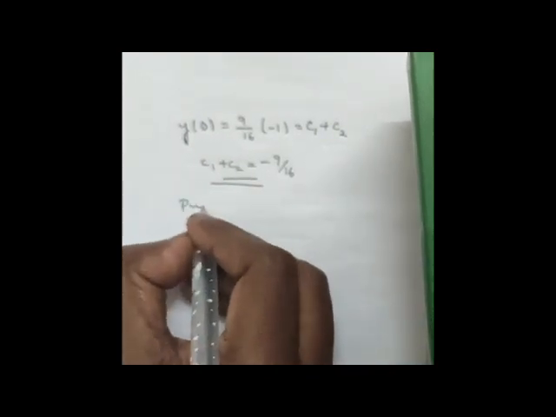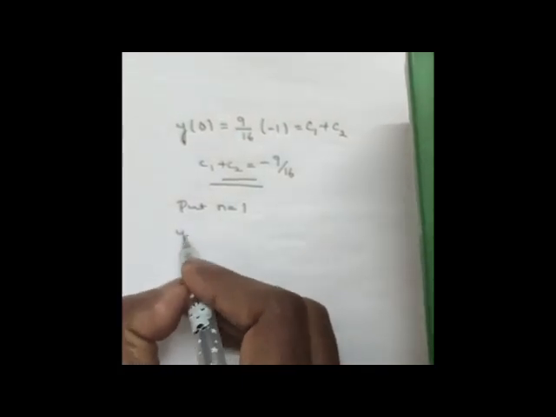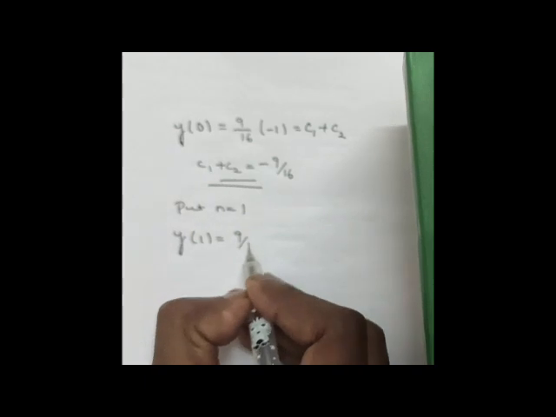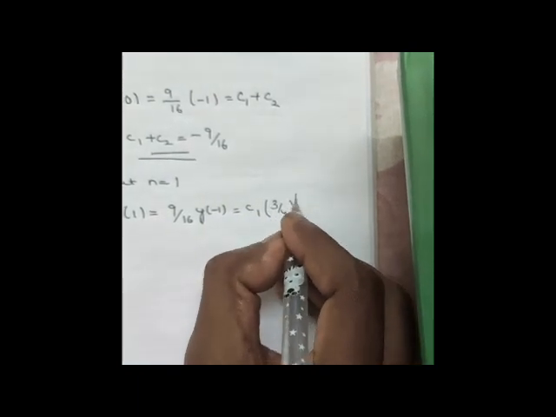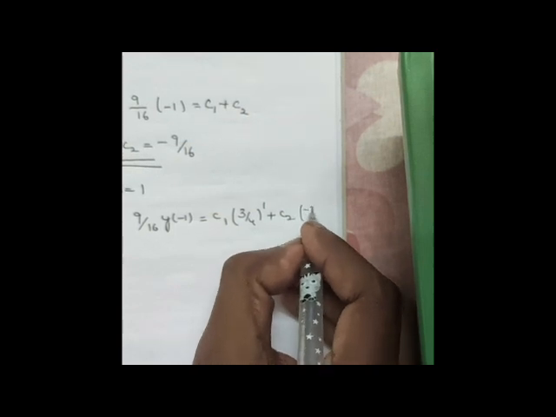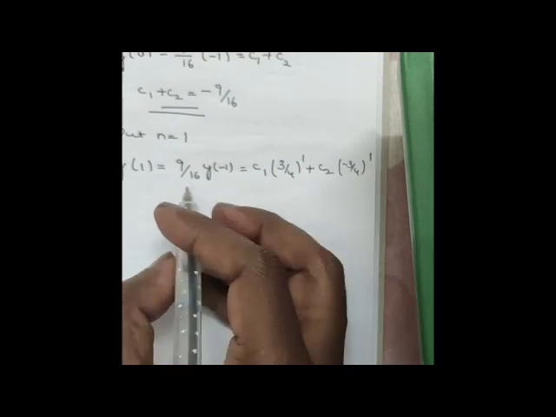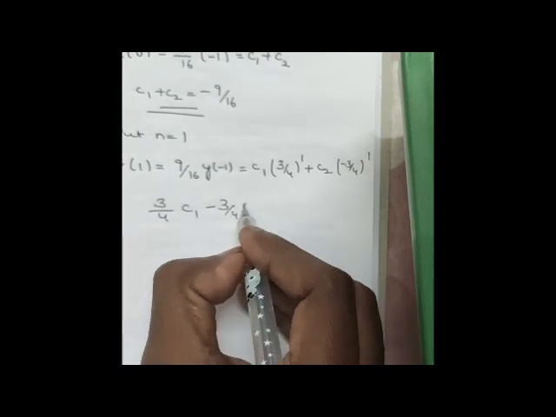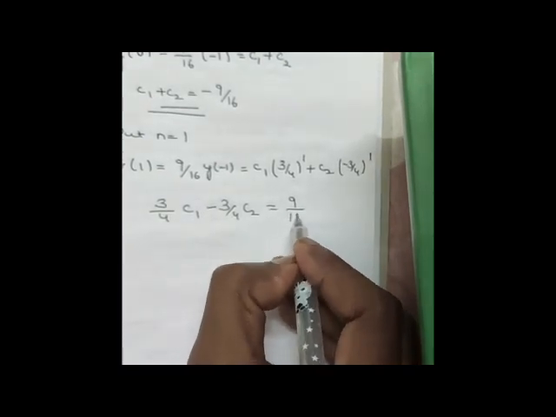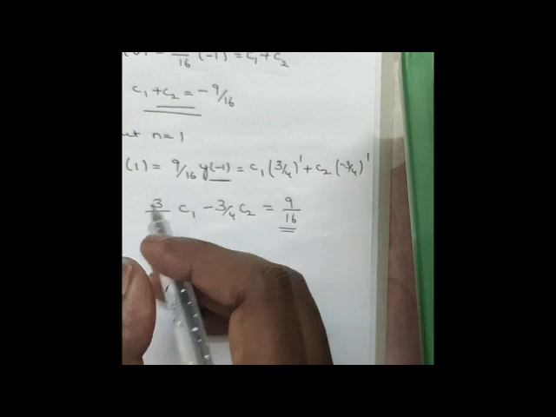Next, put n is equal to 1. For n is equal to 1, y of 1 is equal to 9 by 16 y of minus 1, that is equal to C1 into 3 by 4 whole to the power of 1 plus C2 minus 3 by 4 whole to the power of 1. If you solve this equation, you are going to get 3 by 4 C1 minus 3 by 4 C2 is equal to 9 by 16, because the initial condition y of minus 1 is 1. It is given in the problem.